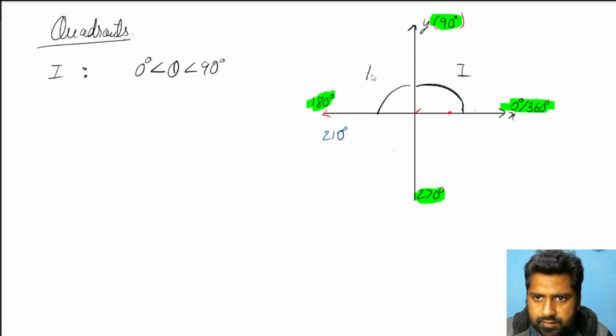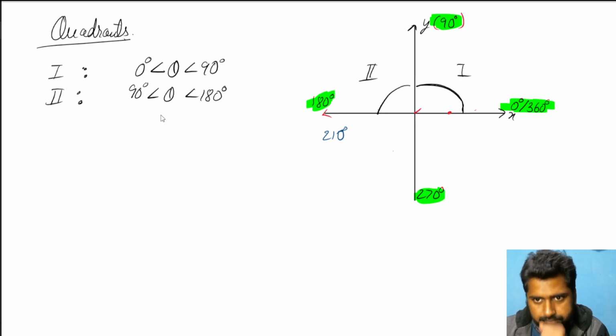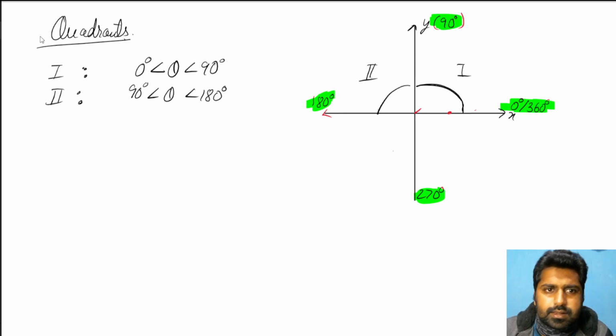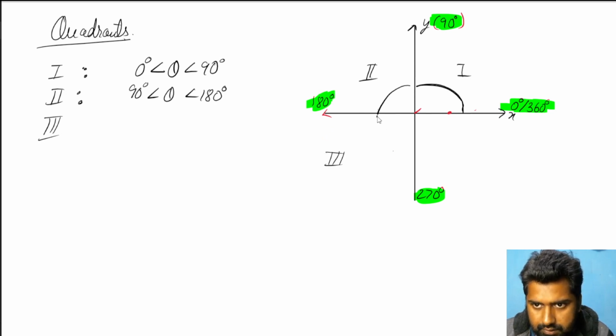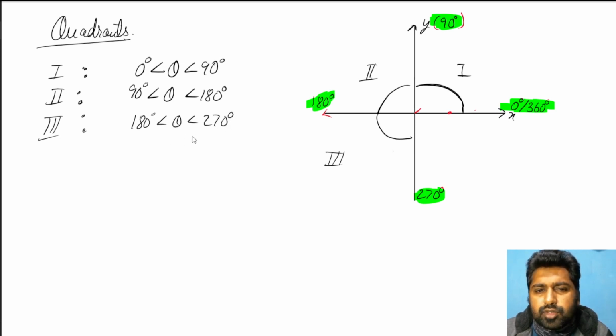Similarly, your second quadrant. In this, theta is between 90 degree to 180 degree. Your third quadrant. This is the third quadrant. This is from 180 degree to 270 degree. I'm giving it in terms of interval, more than 180 degree, less than 270. So you will be in between these two line segments, that is third quadrant itself.